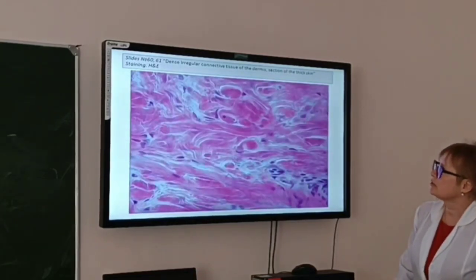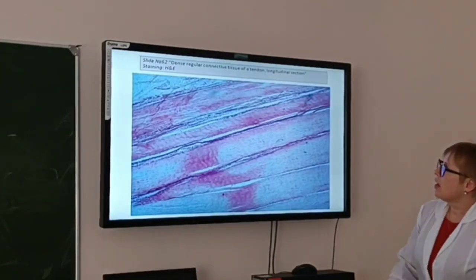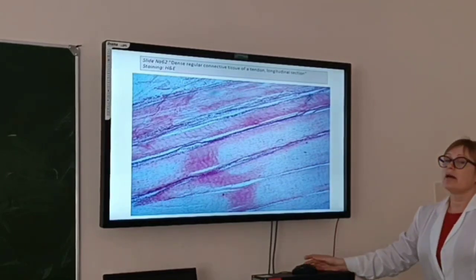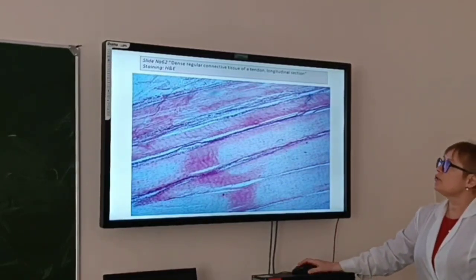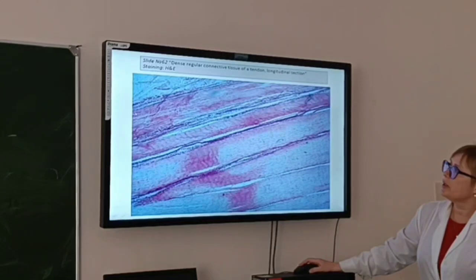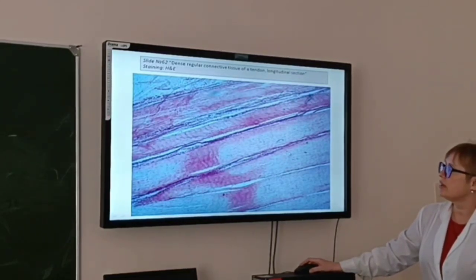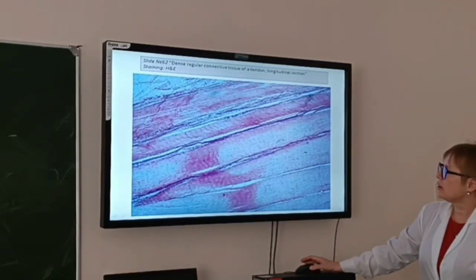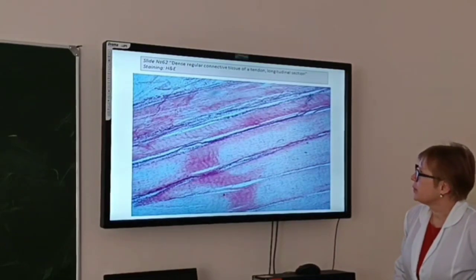High magnification. This is regular dense connective tissue. This is part of the tendon. We can see that the bundles of collagen go in one direction and parallel to each other.